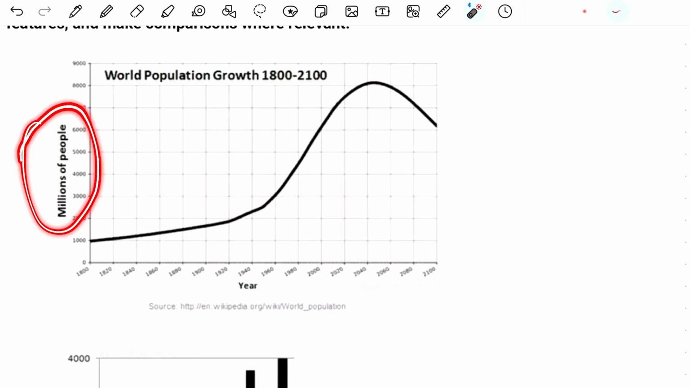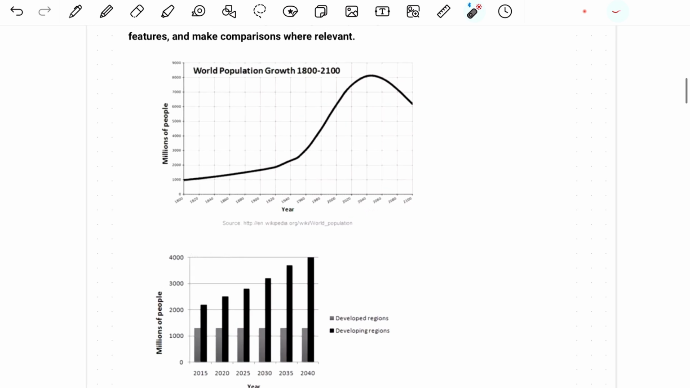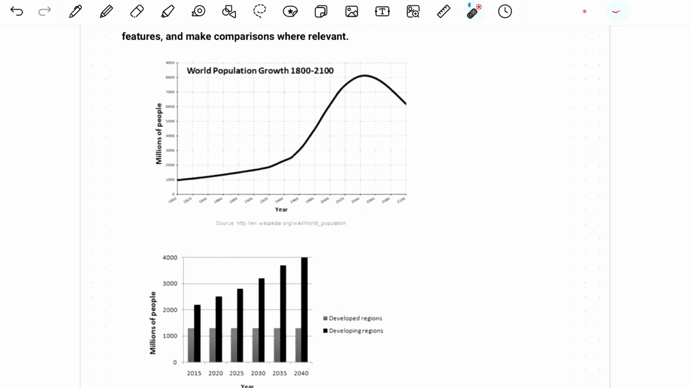Here we have millions of people, so it is 1000 million people, which is about 1 billion people, right? And this here is 8 billion people. This is 6. So I've already highlighted the important points of the line chart for you. Now I would suggest that you should pause the video here and take a look at both of these charts and try to write a main body paragraph on your own.